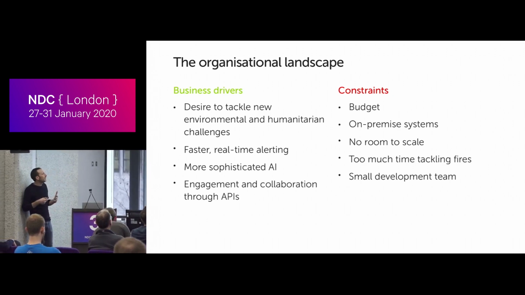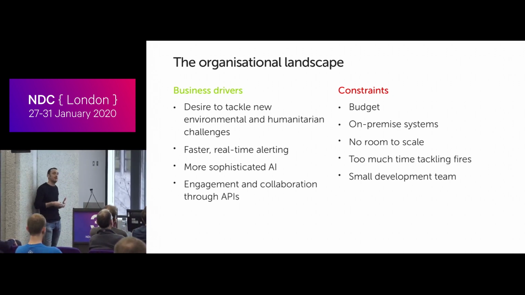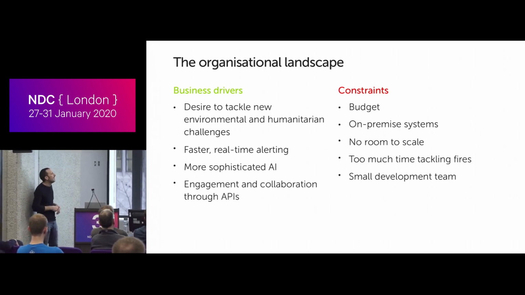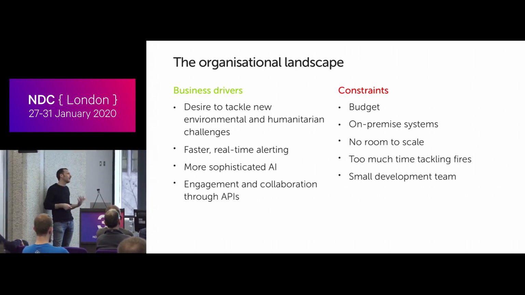They want to start engaging and collaborating with people outside the organization, so sharing the story, I suppose, sharing some of the problem so that people can engage and collaborate. But they're a small organization, a not-for-profit, therefore they've got budget constraints. Their current systems run on-premise. There's no room to scale those systems. And a lot of their time was taken up just tackling fires and not enough time innovating.